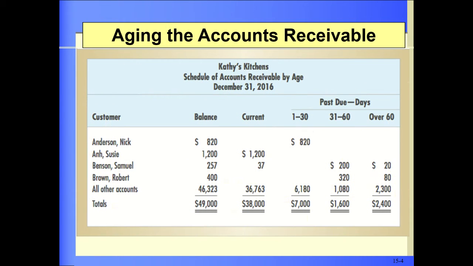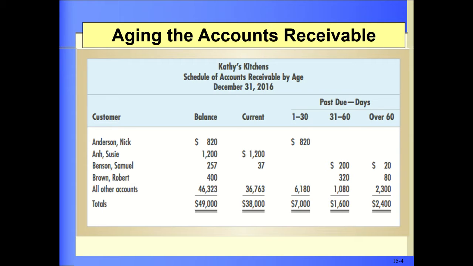So let's take a look at a sample for Kathy's Kitchens. In this situation, we have 4 customers that are shown and then a list of all of our other accounts there. Now, the first column shows our balance. This is the amount for each of the accounts regardless of how old the account is. The next column shows what accounts are considered current. And what we mean by current is that they are still within the terms of their contract.